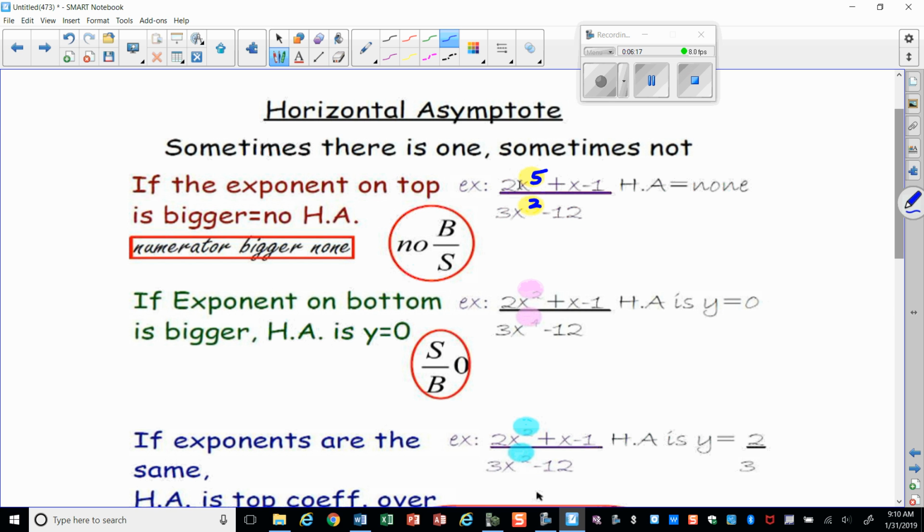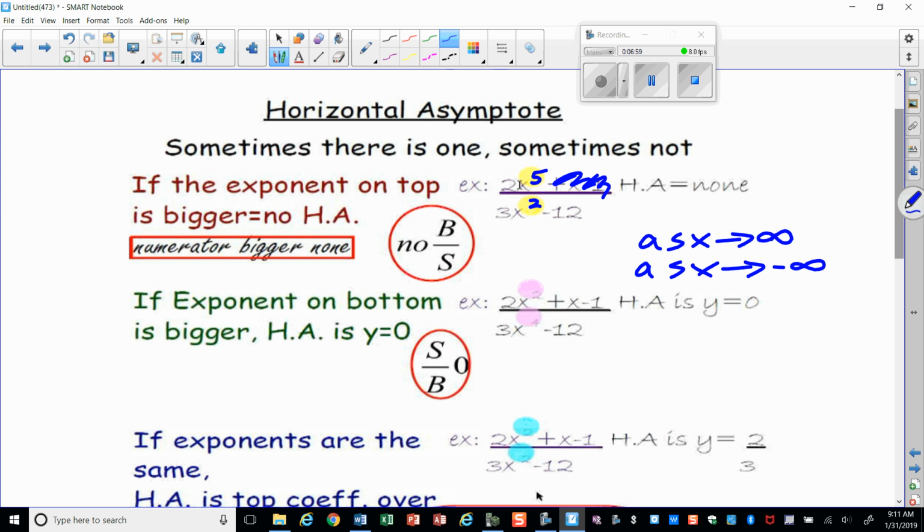You can tell without graphing it what is going to happen with the horizontal asymptote. Remember, the horizontal asymptote is what happens as x goes to positive infinity and as x goes to negative infinity. So as x gets really, really big, what is happening to the function? Well, as x gets really, really big, a -1 doesn't mean anything if you're talking about infinity. When x is infinity, compared to x to the 5th, x is nothing.